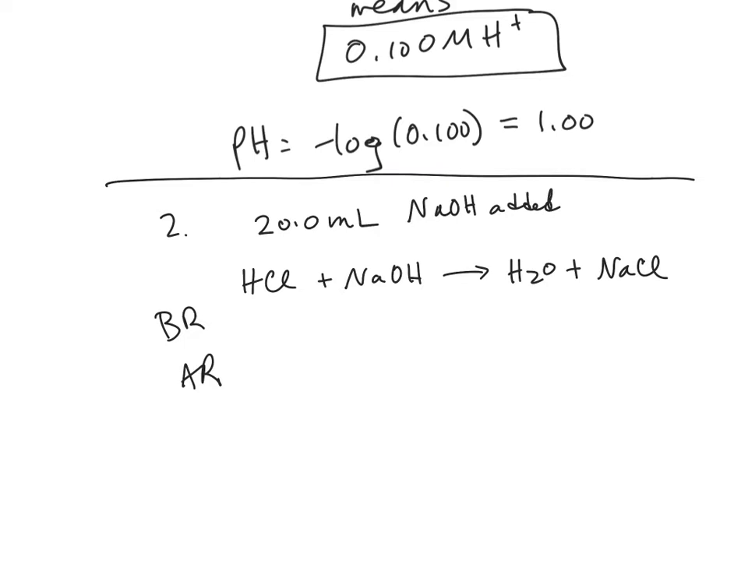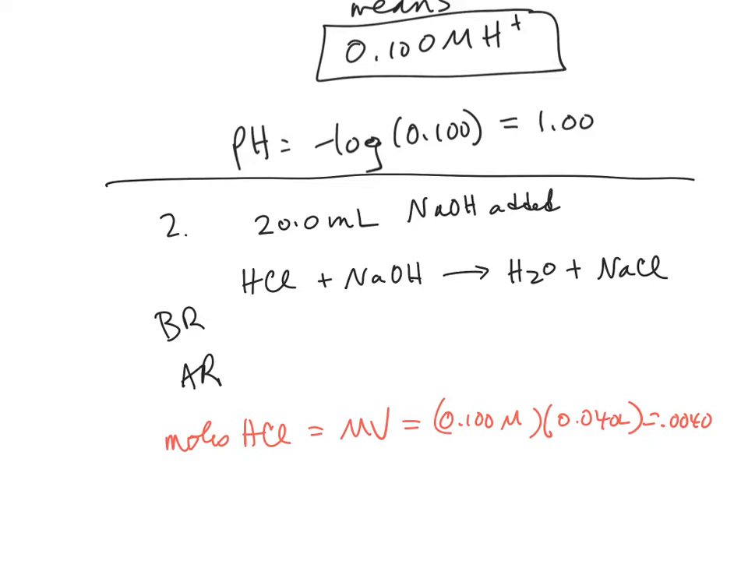We should have calculated the moles first, so let me put them in here. Moles HCl is going to be molarity times volume. Molarity is 0.1, and then the volume is 40 milliliters, or 0.040 liters. So this is 0.0040 moles.